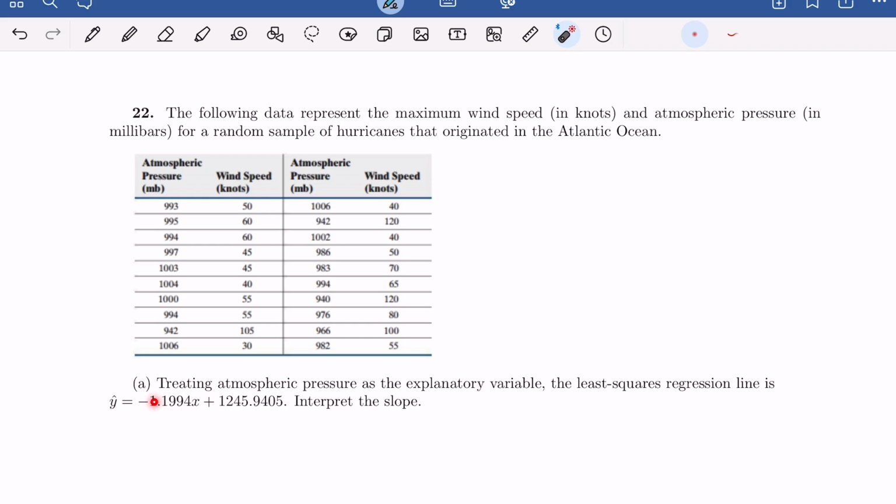So our slope is going to be this -1.1994. And remember, slope is our rate of change. It tells us how our explanatory variable affects our response variable. So in this case, our explanatory variable is atmospheric pressure. So this tells us that for every 1 unit of increase in atmospheric pressure, the corresponding response variable, the wind speed, is going to decrease by a factor of this 1.1994. So if x were 1, it's going to decrease by 1 factor of this amount. If x were 2, it's going to decrease by 2 factors, and so on. And this decrease is indicated by this minus sign.